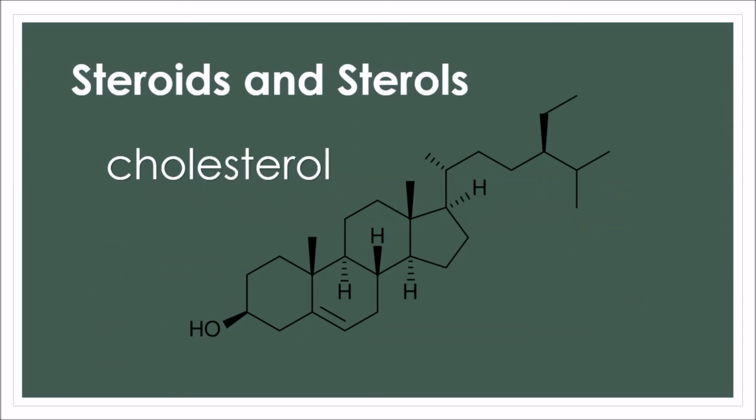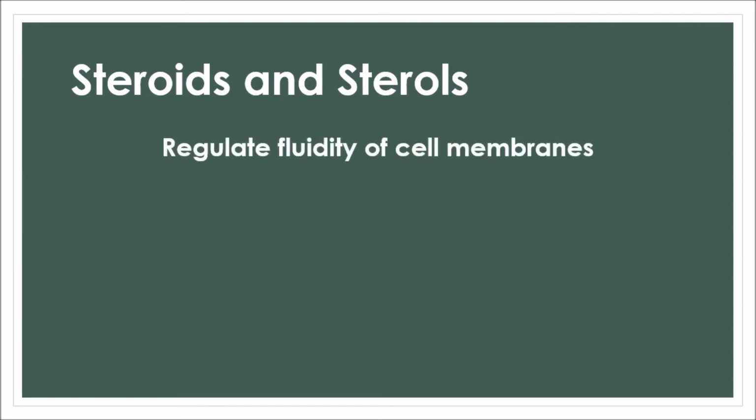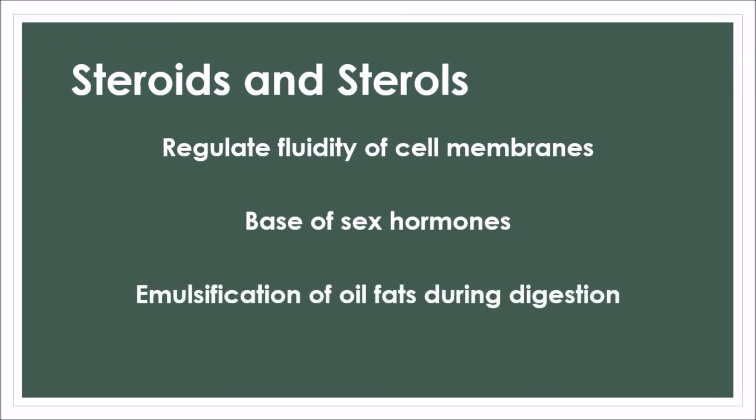And now, let's see what the functions of steroids and sterols are. So first, they help us to keep the fluidity of cell membranes and serve as a secondary messenger in developmental signaling. Next, they control sexual characteristics and are the base material for the production of sex hormones like estradiol and progesterone. The third one is, they help us to digest the food we take in. The oil fats are emulsified during digestion because of sterols and steroids.